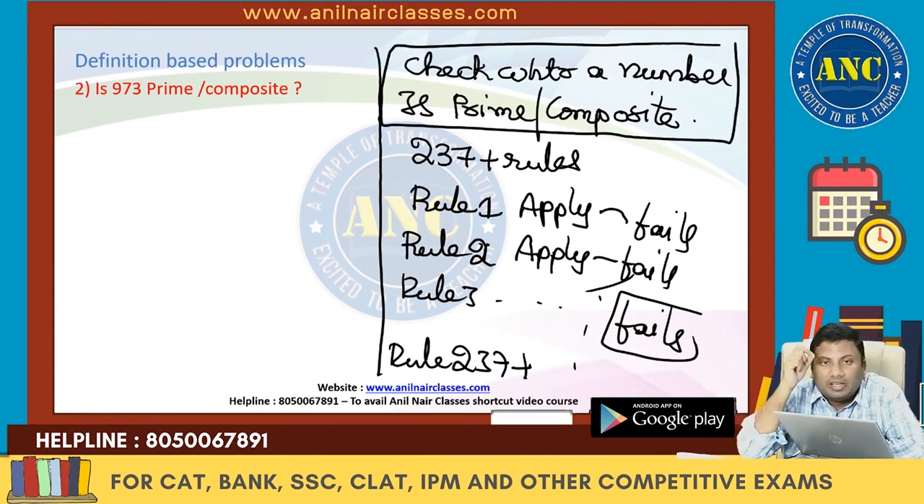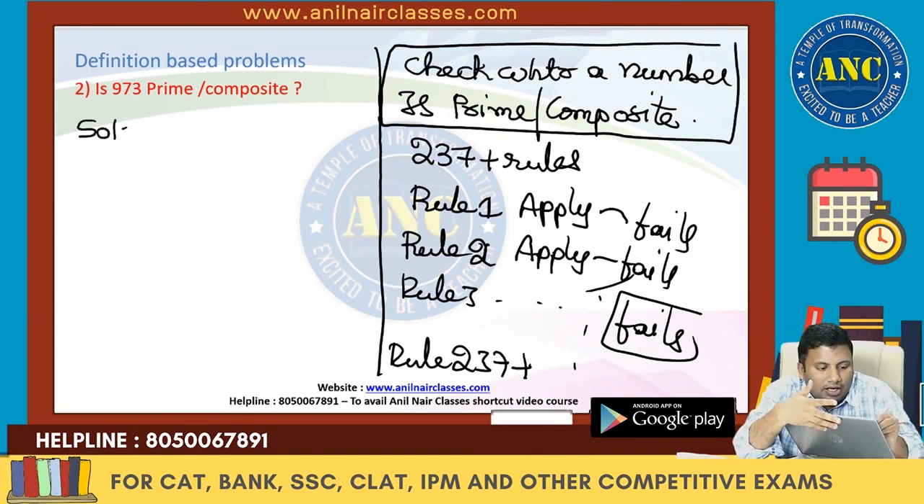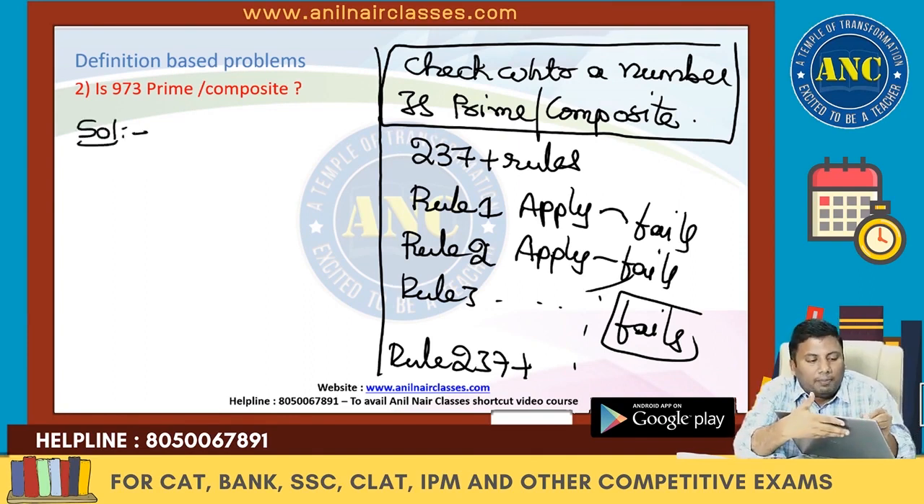A problem is said to be an undecidable problem if there exist many ways to solve it, or if there exists no way to solve it. Third question: is 973 prime or composite?